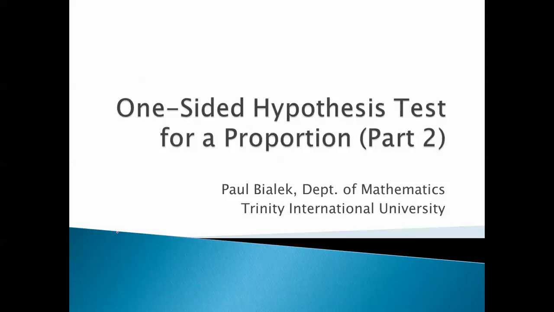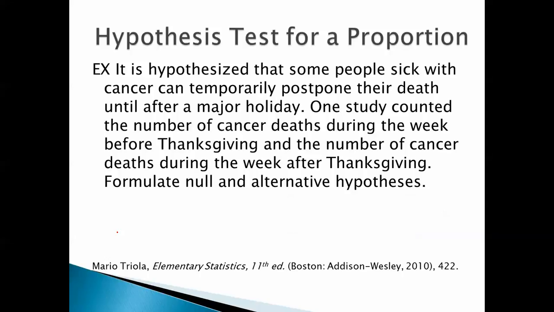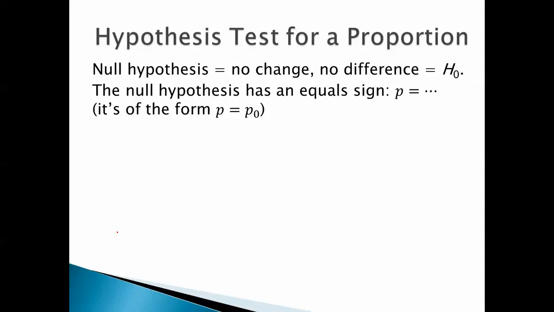Let's look at a one-sided hypothesis test for proportion, part 2. This is just another example. It is hypothesized that some people sick with cancer can temporarily postpone their death until after a major holiday. One study counted the number of cancer deaths during the week before Thanksgiving and the number of cancer deaths during the week after Thanksgiving. Formulate null and alternative hypotheses.